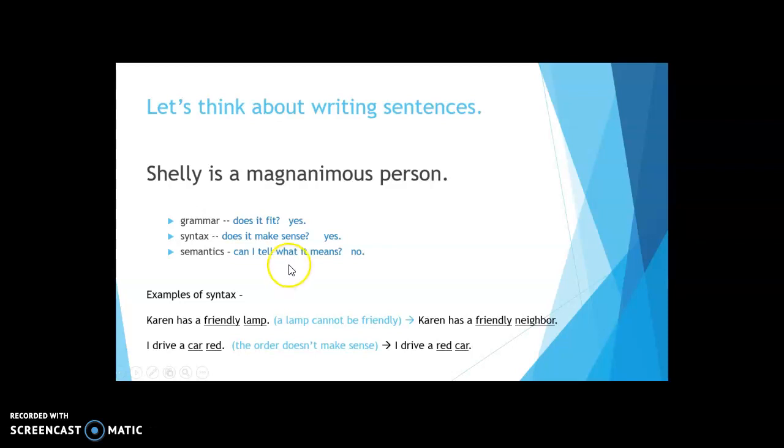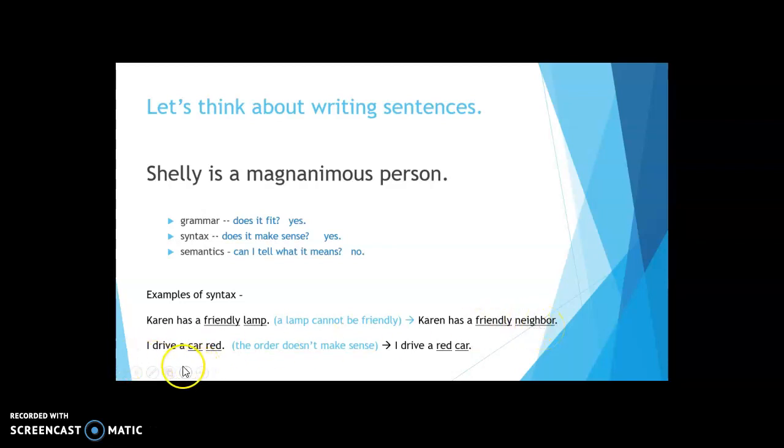Here's a little more about syntax. Here are some examples to kind of make syntax make sense. Syntax can talk about how a word would work. For example, the word friendly is an adjective that's modifying lamp. And so in this case, we have good grammar. Karen has a friendly lamp, but that really doesn't make sense because a lamp can't be friendly. The word friendly would make most sense modifying a person. So if I said Karen has a friendly neighbor, that would be a much more sensical sentence because friendly can talk about a person and a neighbor is a person.